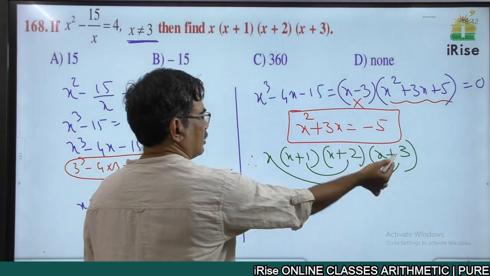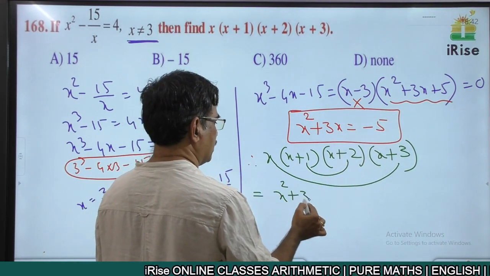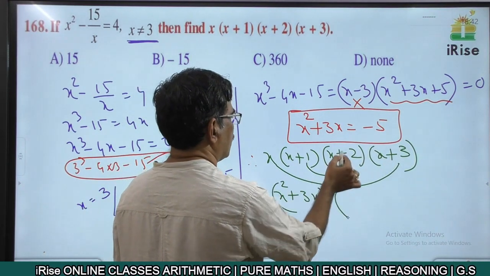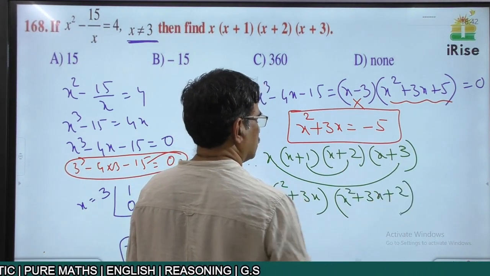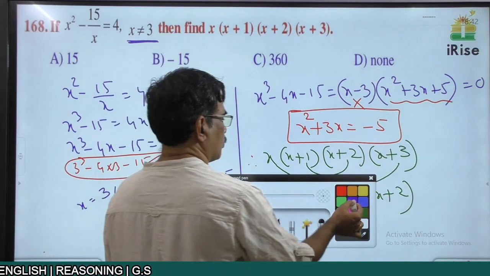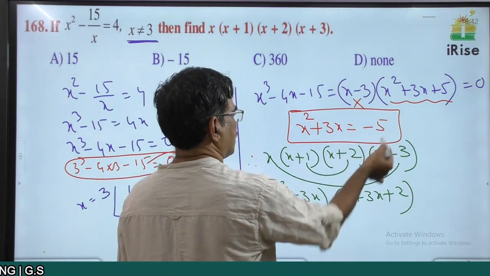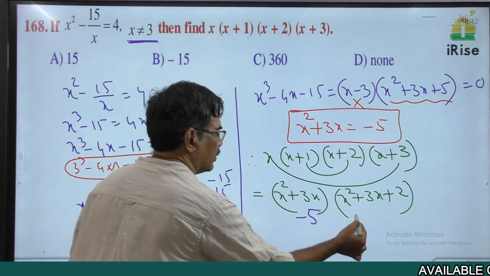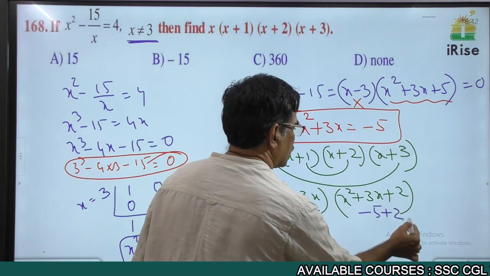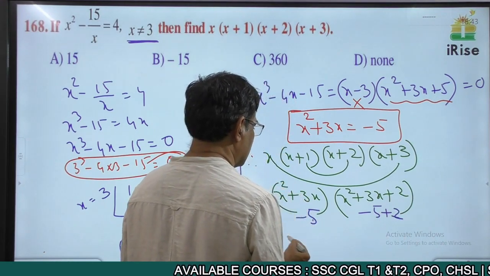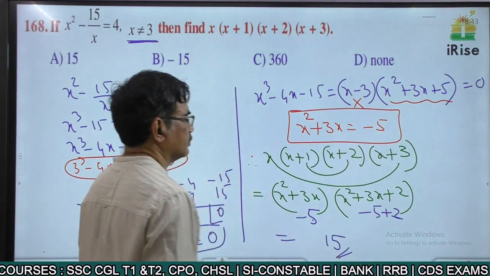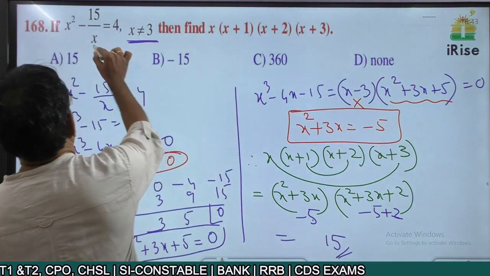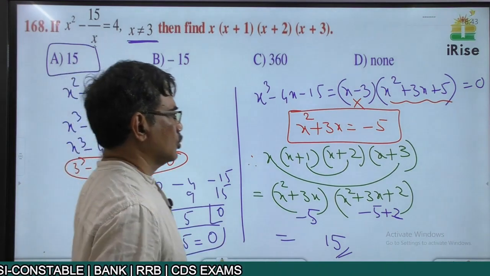This is equal to x into x plus 3, multiplied by x plus 1 into x plus 2, which is x square plus 3x into x square plus 3x plus 2. But already x square plus 3x is minus 5. So this is minus 5 into minus 5 plus 2, which is minus 5 into minus 3. So the answer is plus 15. This is the answer for this question.